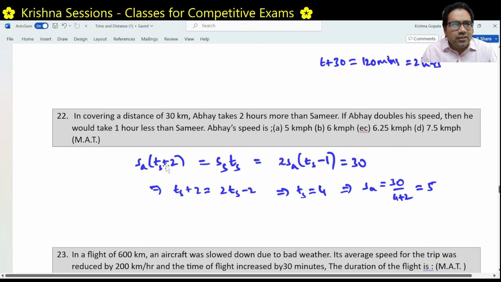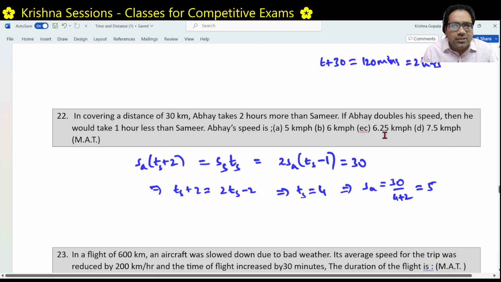Now, what he is saying: if Abhay is going at his speed, he is taking 2 hours more than Samir. That means SA into time of Abhay. Speed of Abhay is SA. Time of Abhay is 2 hours more than Samir. So at this speed, with this time, he is still covering 30 kilometers.